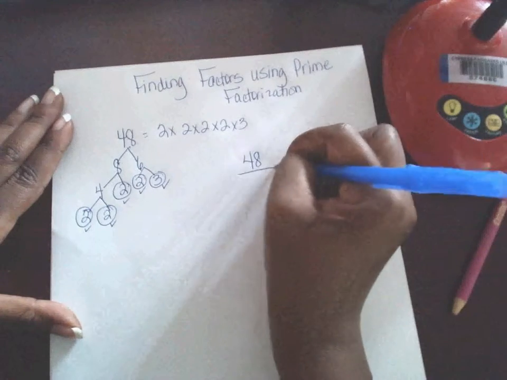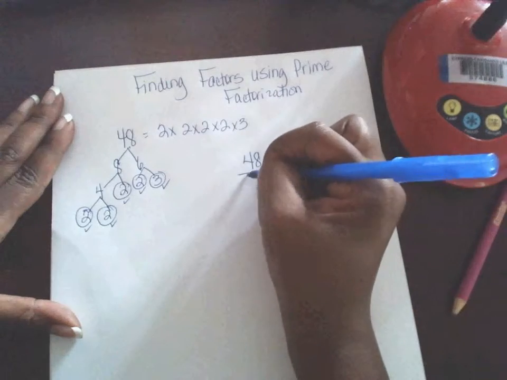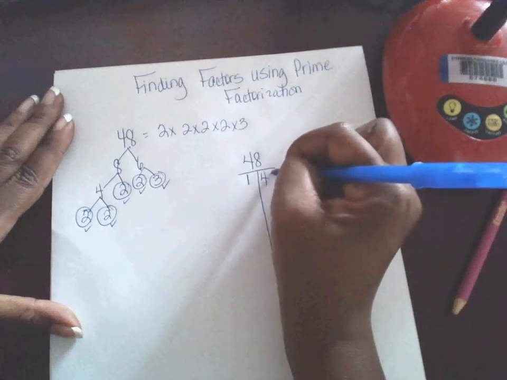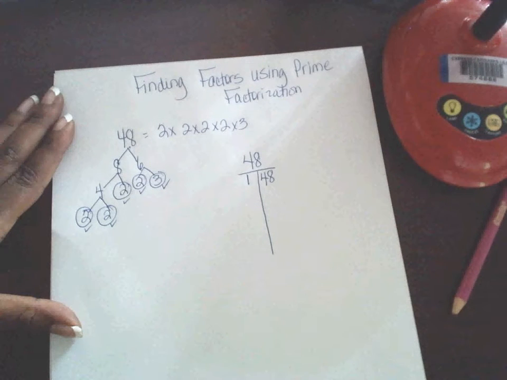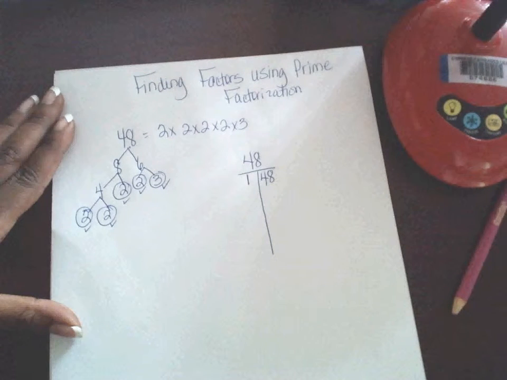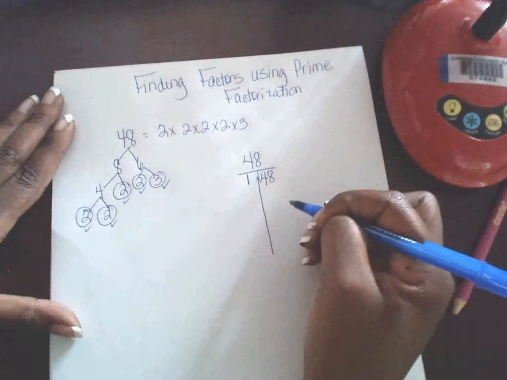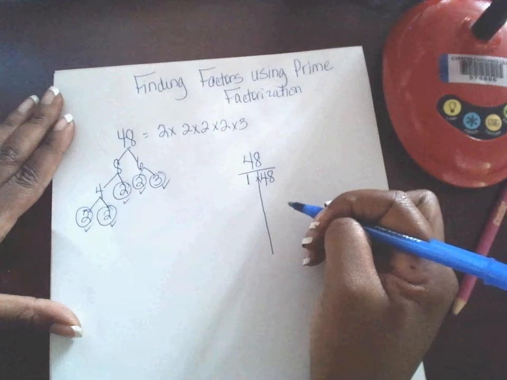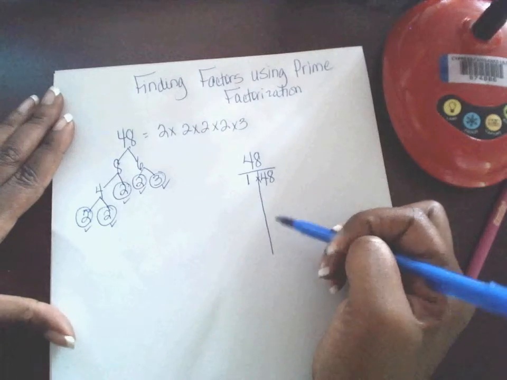So we'll have 48 at the top. Now, you always start with 1. 1 is not a prime number, but we're looking for all the factors. And 1 is there because every number has a 1 in it, so 1 times that number could make that number. So 1 times 48 is 48, okay? And I always like to say everybody loves some 1, so you always start with 1. Don't forget that factor, okay?